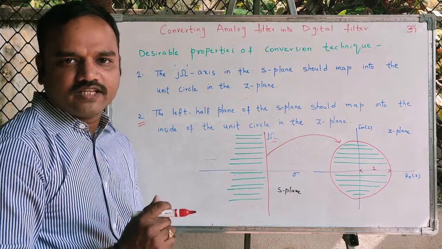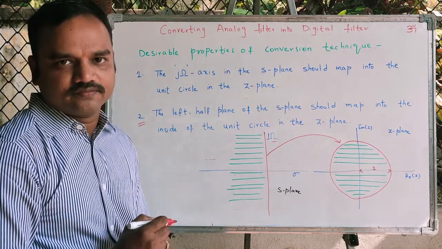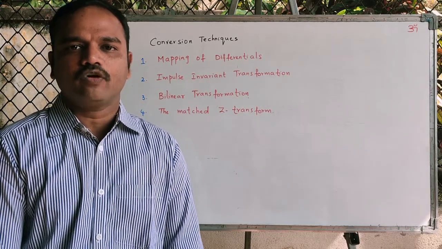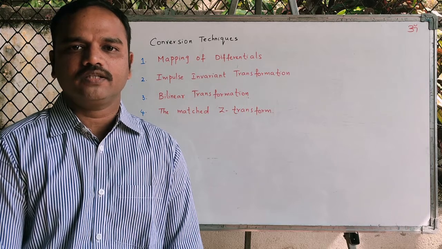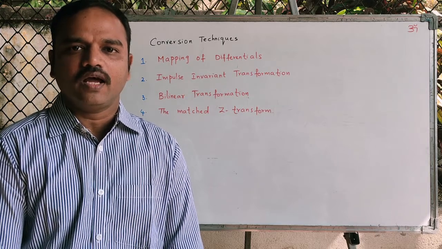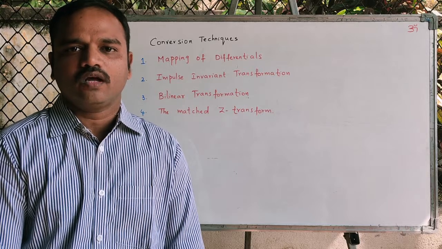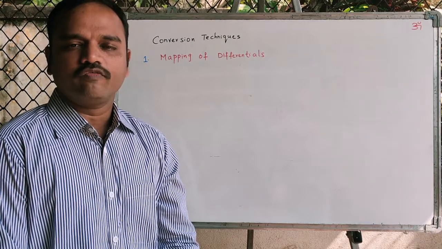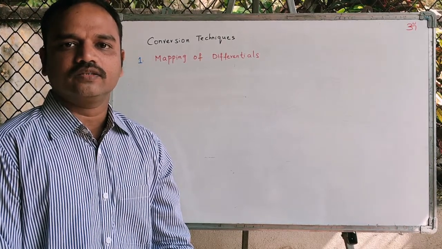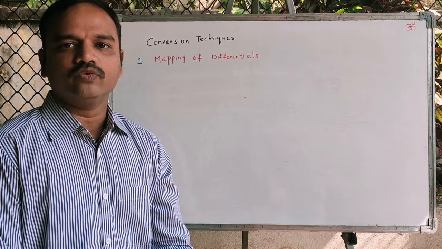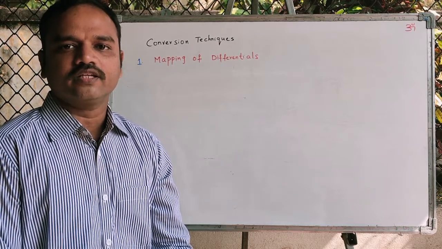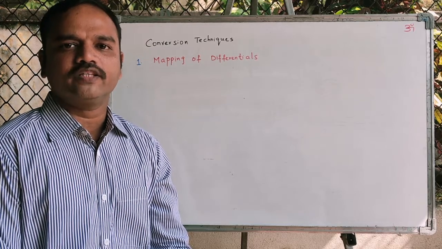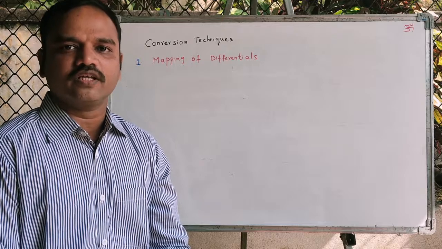Next, we will see the different mapping techniques. The conversion techniques are mapping of differentials, impulse invariant method, bilinear transformation, and matched Z transform. Now, we will study the mapping of differentials. Mapping of differentials is the simplest technique to convert an analog filter into digital. In this technique, the differential equation in the S-plane is approximated with a difference equation in the Z-plane.